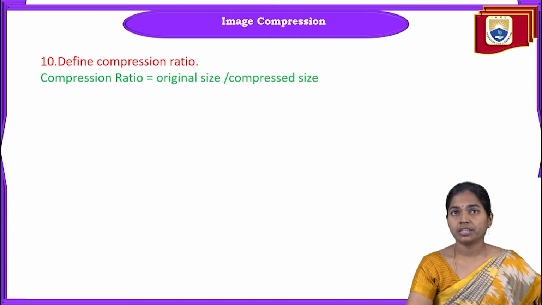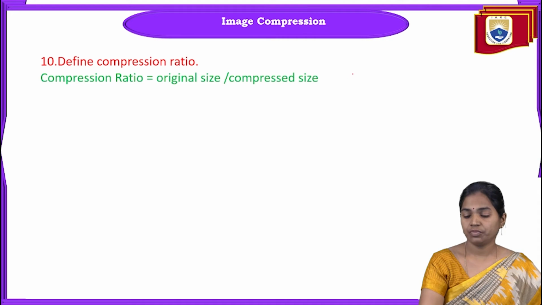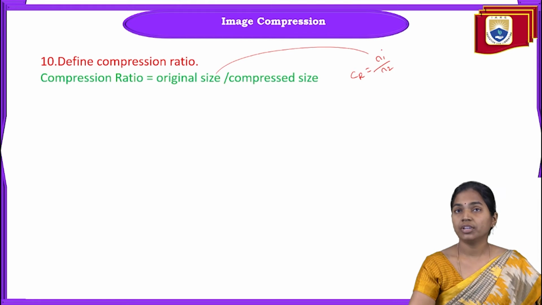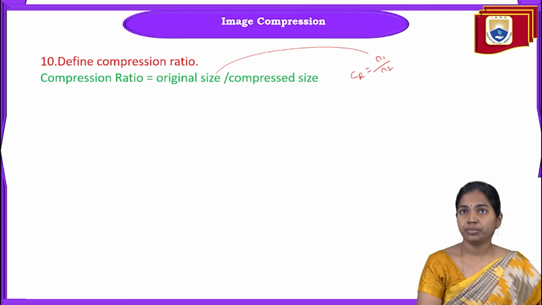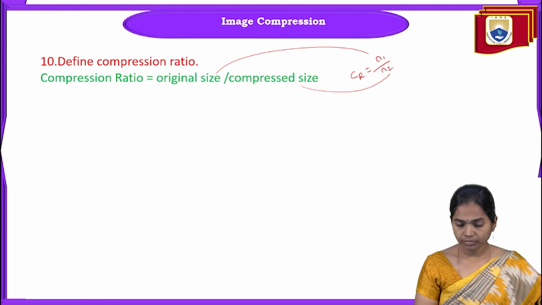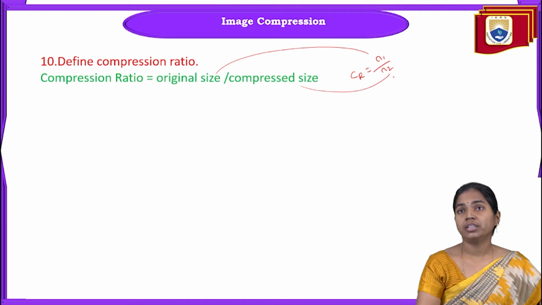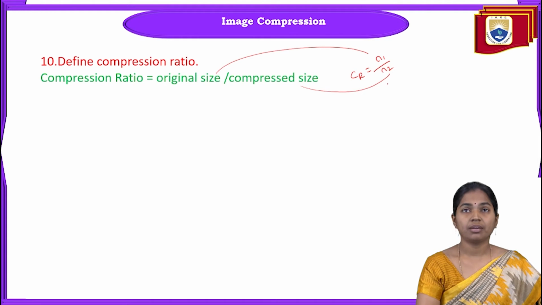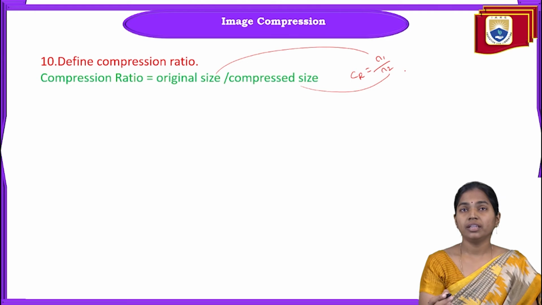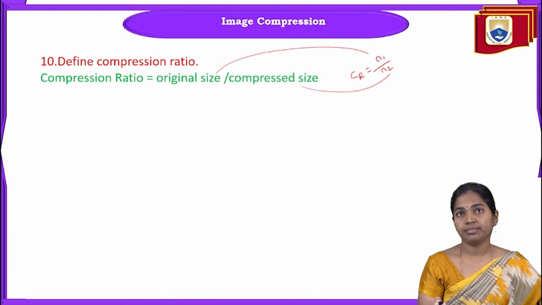Define compression ratio. Here the compression ratio is represented with CR equal to N1 by N2. N1 is the original size and N2 is the compressed size. So the compression ratio is CR equal to N1 by N2. If the compression ratio is more, then maximum information can be compressed.